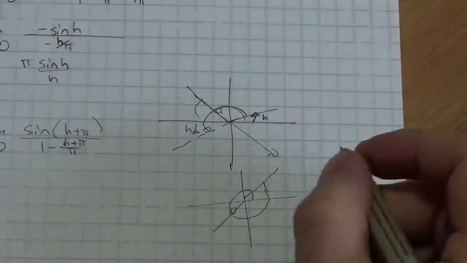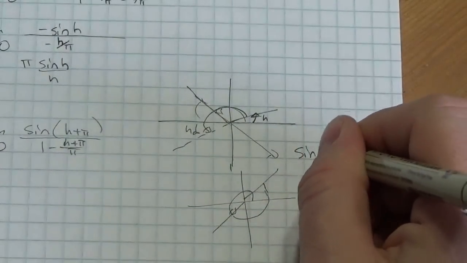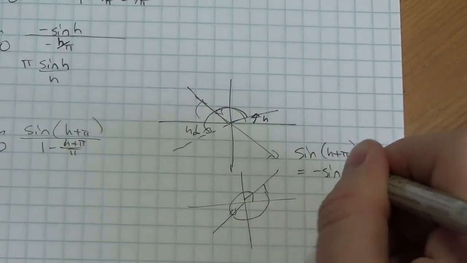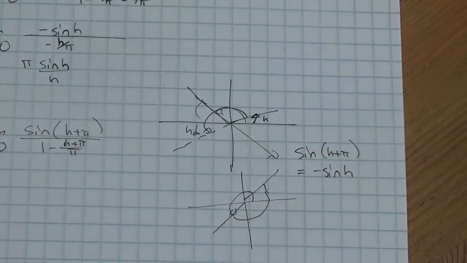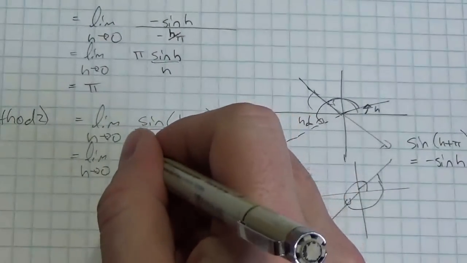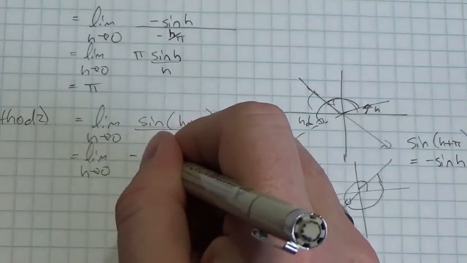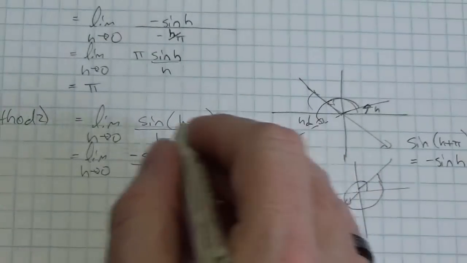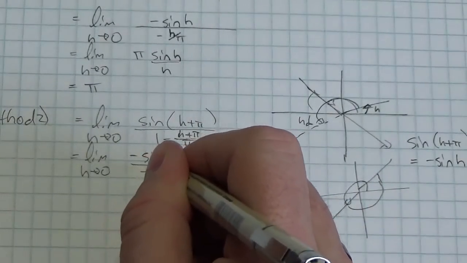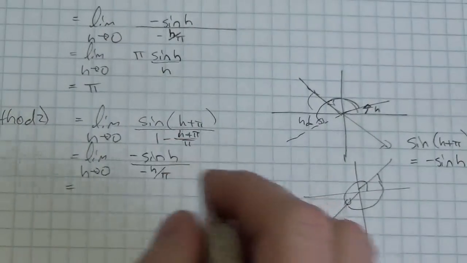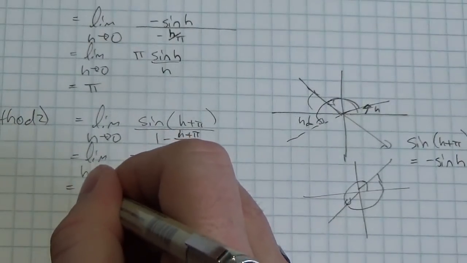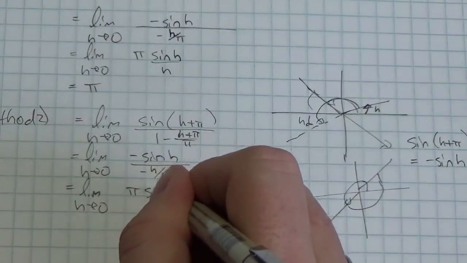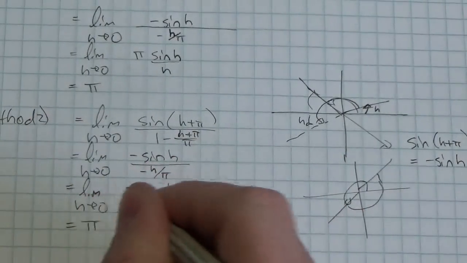Okay, it turns out that the sine of pi plus h is going to equal the negative sine of h. That's the rule we're going to use here. So this becomes very quickly the negative sine of h all over, and I just saw from the previous work that the denominator is going to quickly become negative h over pi, which becomes the limit as h approaches 0 of positive pi sine h over h, just like before.